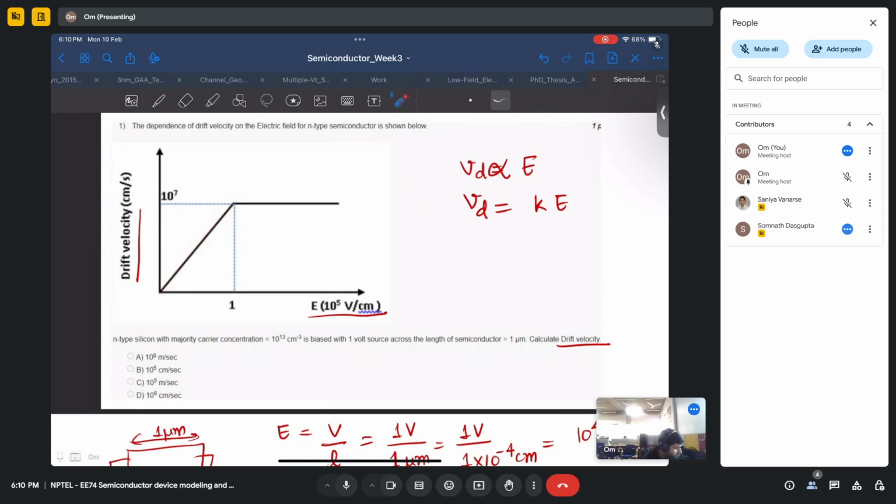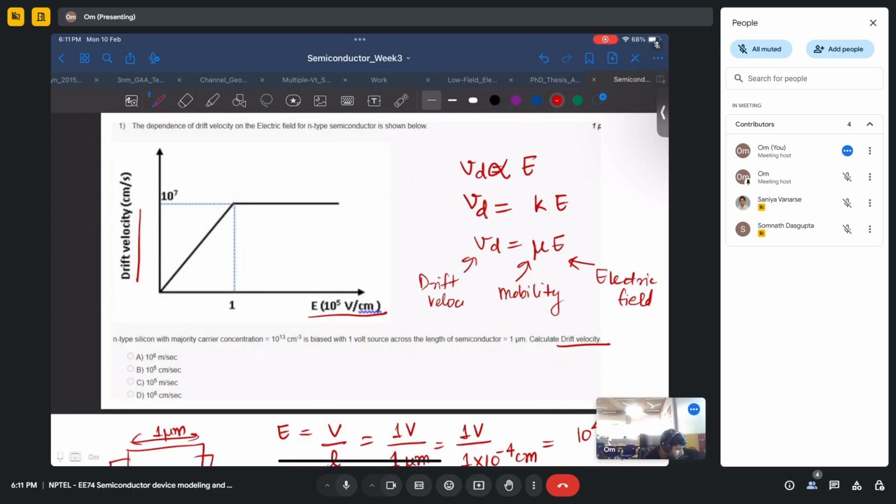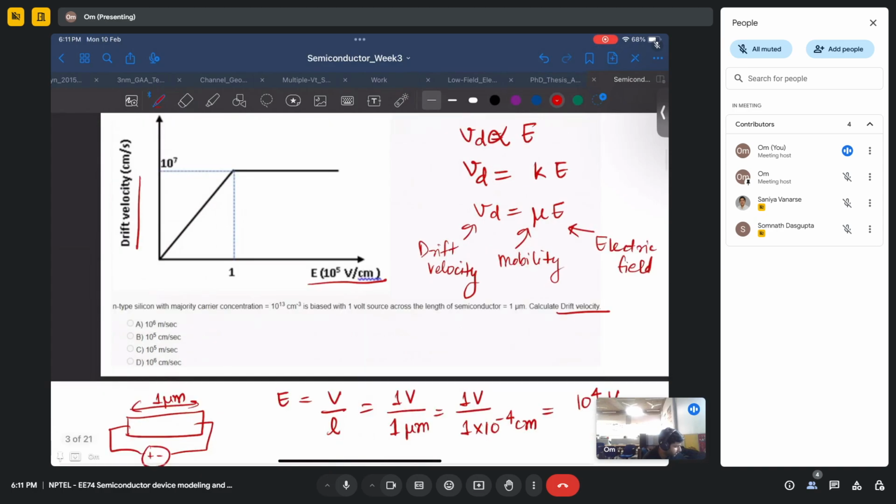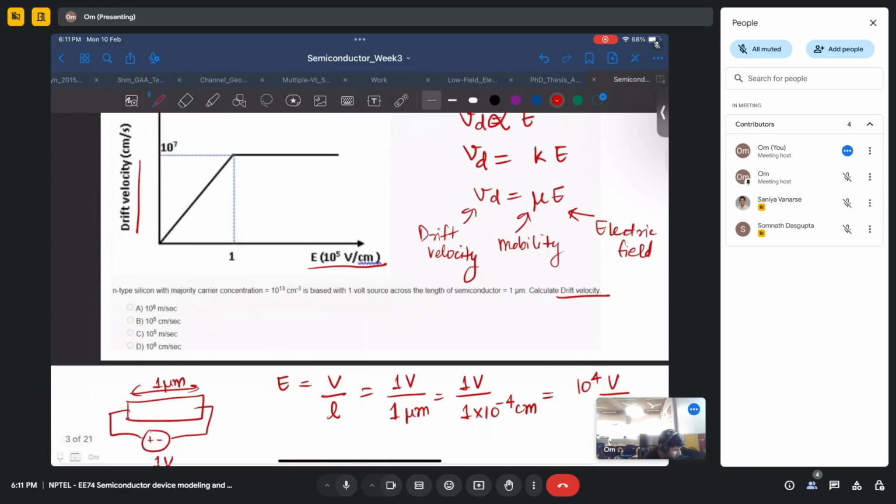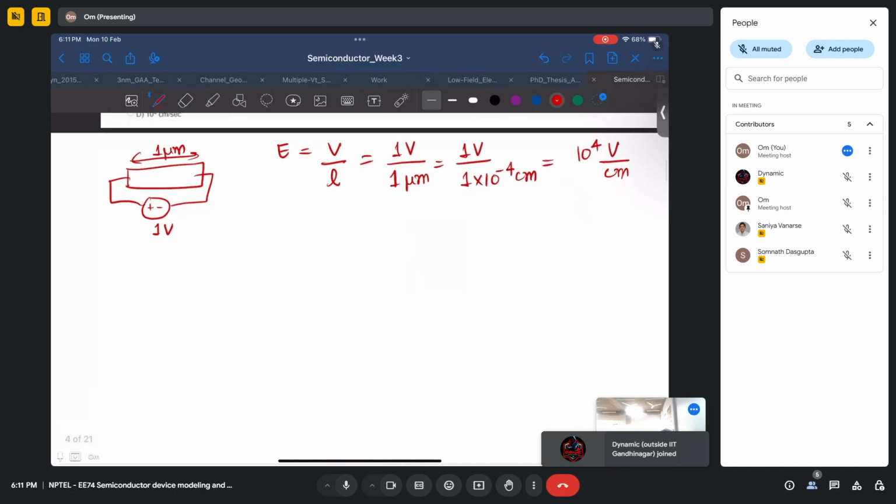Yes, sir. So this constant is nothing but mobility. Vd is actually equal to mu times E. That mu is the mobility, E is the electric field, Vd is your drift velocity. This is a very well established relation in semiconductor theory. You can also read about that. Now the next thing we know is Vd equals mu times E.